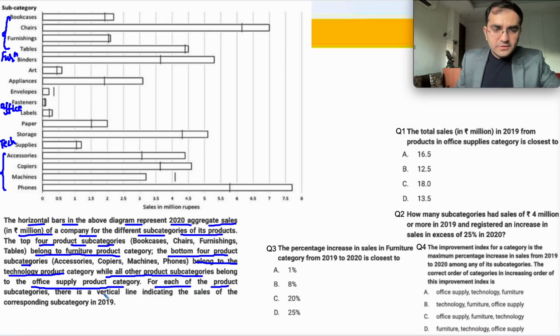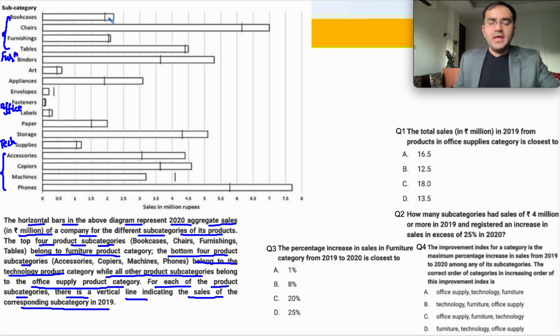Now, for each of the product subcategories, there is a vertical line indicating the sales of the corresponding subcategory in 2019. So for 2019, you have this particular line, and for 2020 is the total. Now we need to take some approximate values, mark the values, and you can see from the questions. The questions are very, very straightforward. Nothing very challenging to be done over here. So let's finish this off quickly. I'll just show you a few samples.